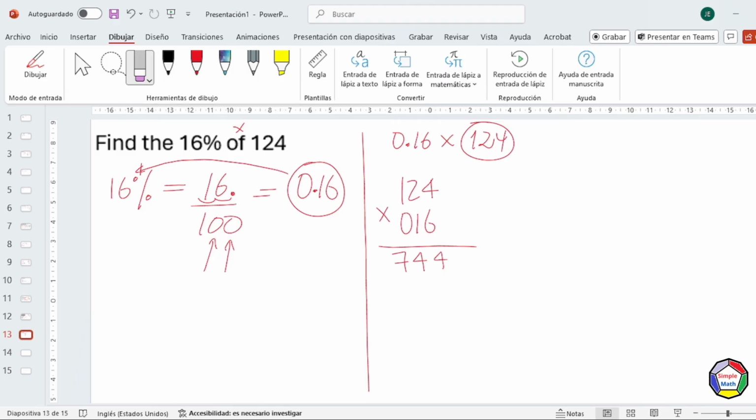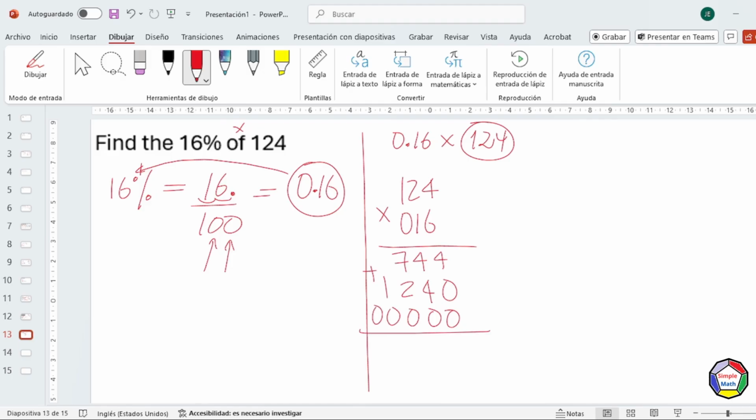Okay, so let's continue. Now I'm going to multiply 1 times 4, 1 times 2, 1 times 1. 1 times 4, 4. Remember to keep space here. I'm going to write a 0. 1 times 4, 4. 1 times 2, 2. And 1 times 1, 1. And then I will multiply 0 times all the digits on top. I will leave 2 spaces here. 0 times 4, 0. 0 times 2, 0. And 0 times 1, 0.